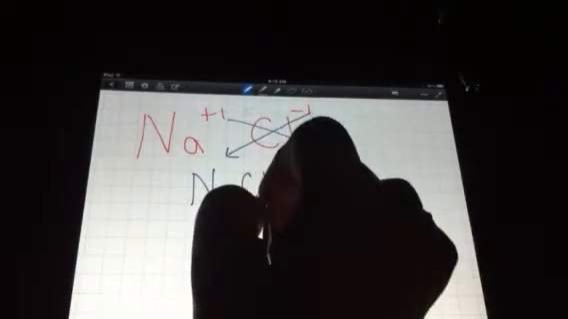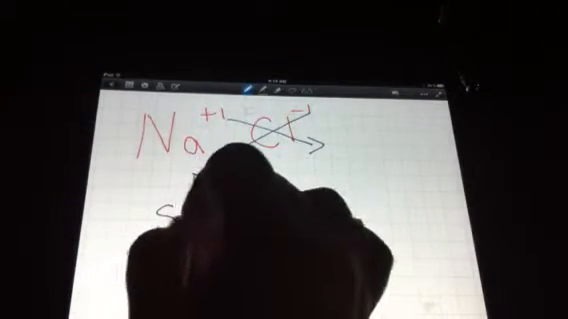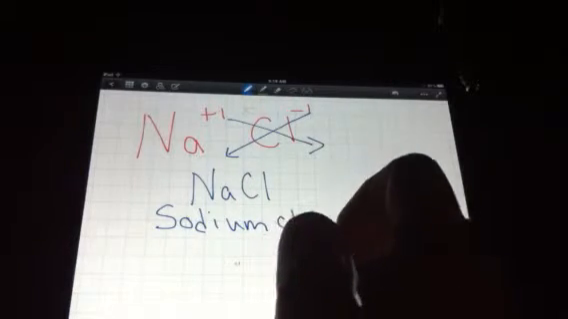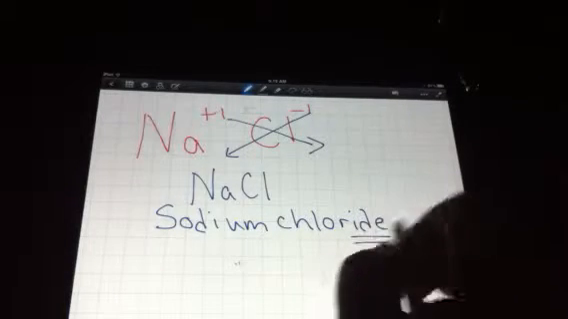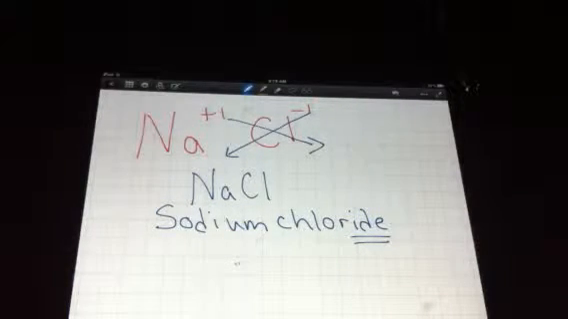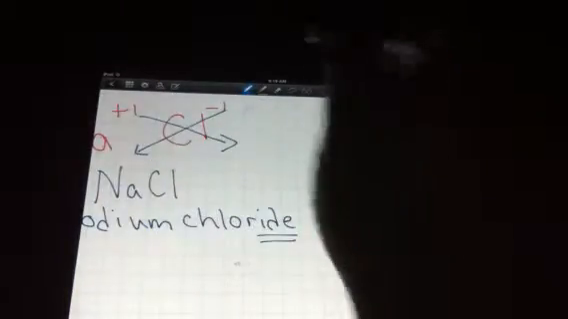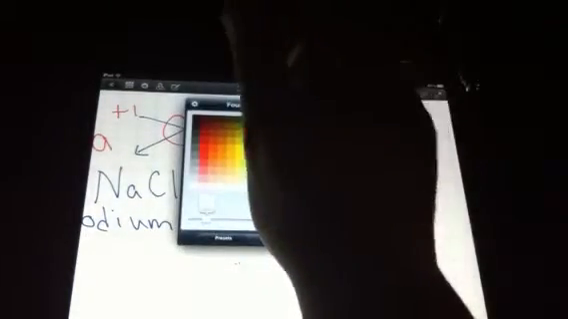So this becomes NaCl, and I name it as sodium chloride. It's a binary compound, which is why it has the IDE ending. Okay. You're probably thinking, yep, didn't get this the first time, and it's going to take a little bit.